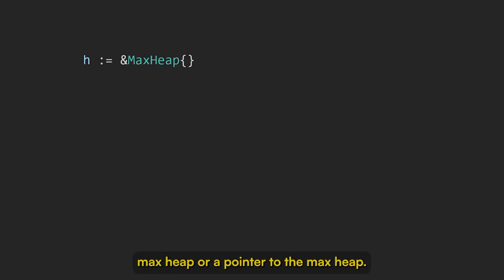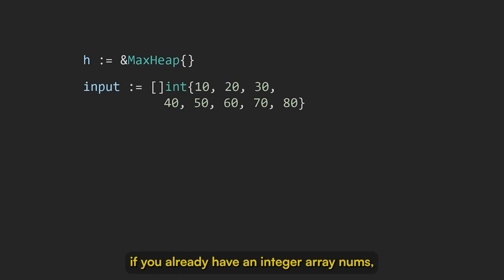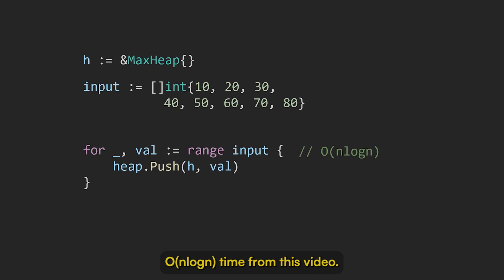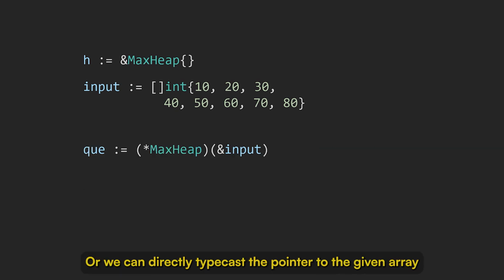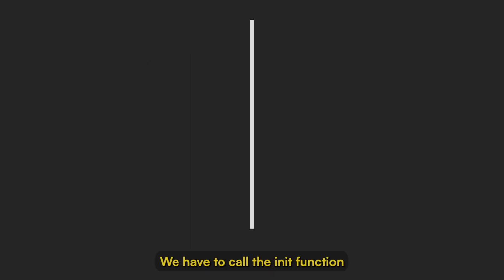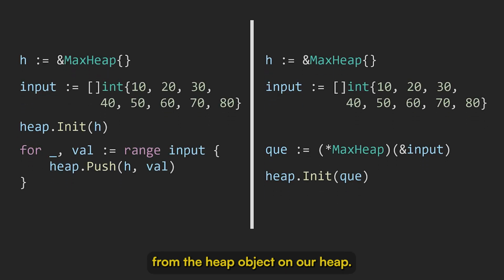Now how do we use the heap? Step 1 is to declare the variable of type MaxHeap or a pointer to the MaxHeap. We'll use the pointer to the MaxHeap because it's much easier. Then in step 2, if we already have an integer array nums, we can either loop through the entire array and push each element one by one, but we know that this will take O of n log n time from this video. Or we can directly typecast the pointer to the given array to a pointer to a MaxHeap type like this. We have to call the init function from the heap object on our heap in both the cases, which is step 3.